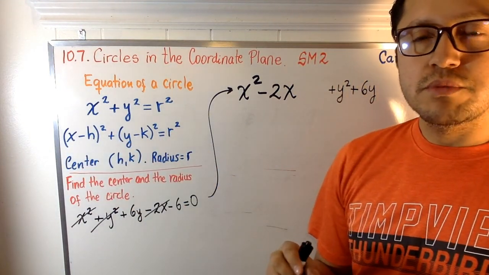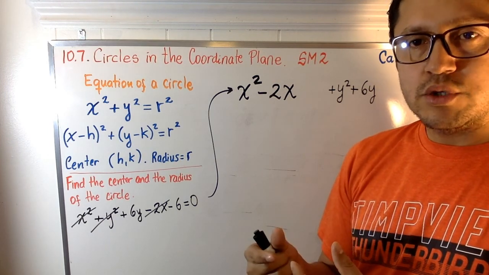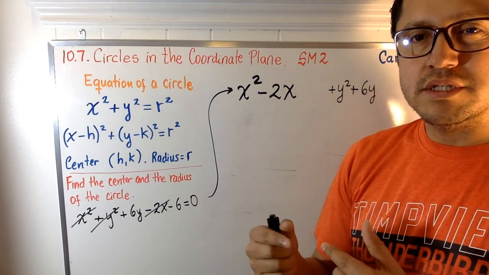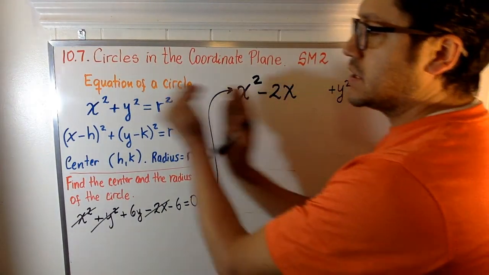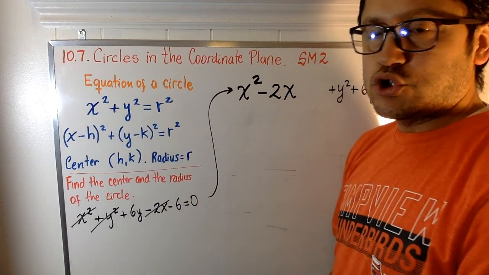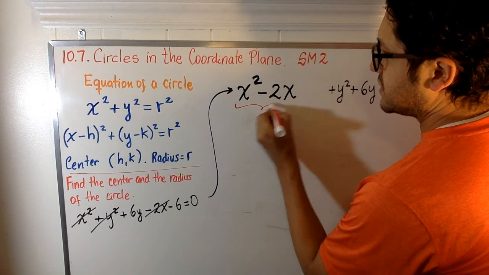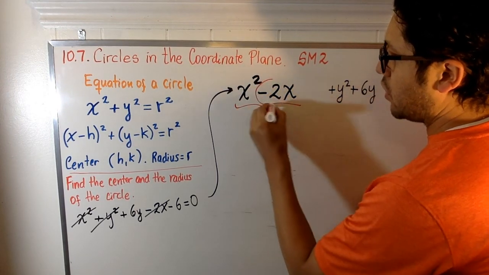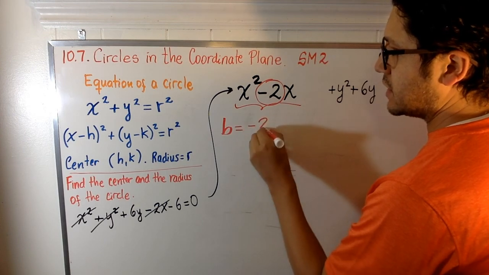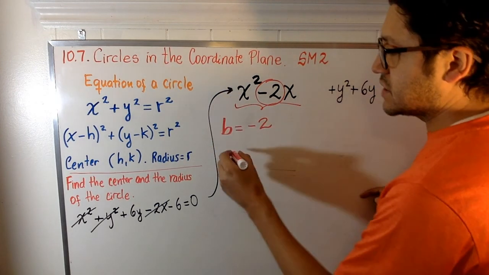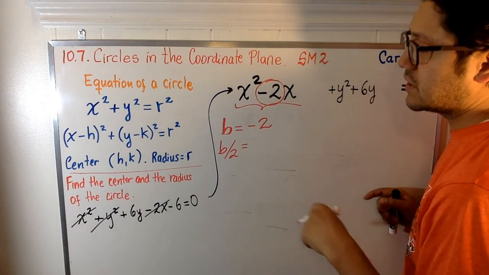This is where we need to remember when we learned how to complete the square, because the intention of completing the square was to represent polynomials as a binomial square. So in this case, we need to remember this. When we have this type of expression, we are going to focus on this term. This is what we call b, negative 2. So now we just keep following the procedure we learned that time.